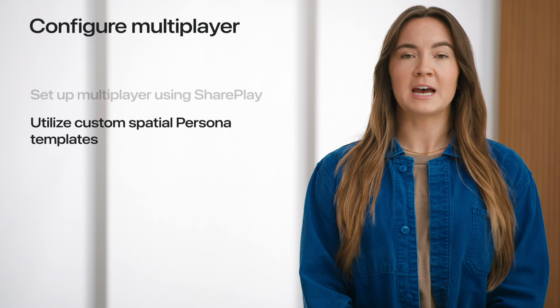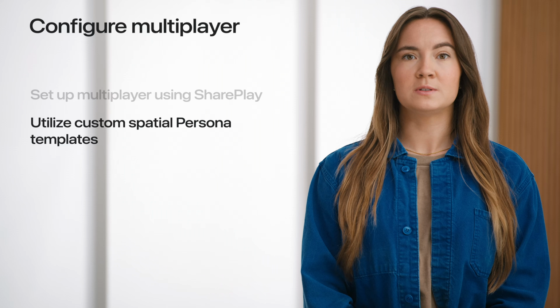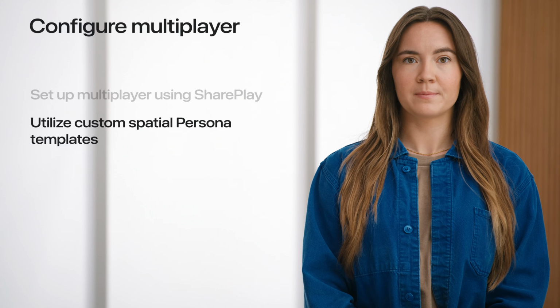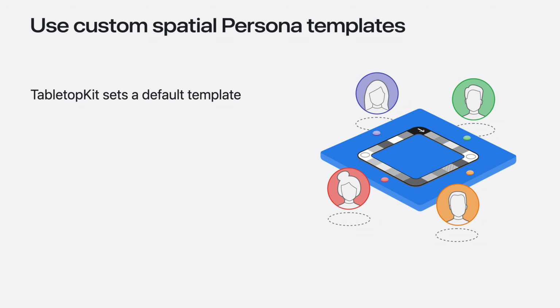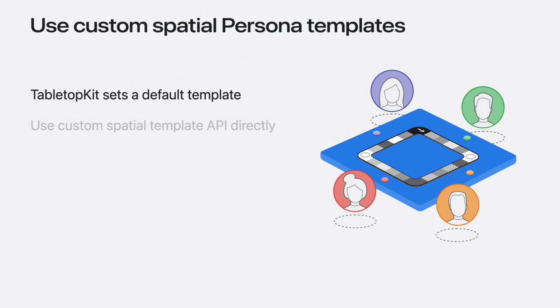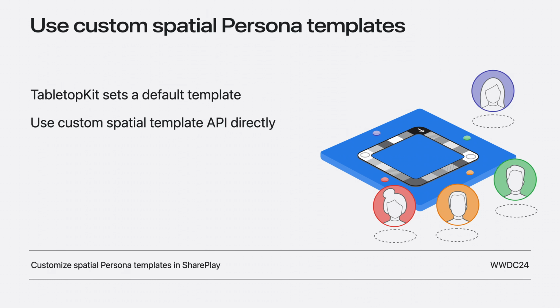If you'd like your game to have a unique spatial layout, you can use the Custom Spatial Persona Template API. By default, TabletopKit uses the seats described during setup to define a default spatial persona template on your group activity session. In the sample game, this means that each persona will be placed next to their seat on the table and rotated to face the center. If you want to have a different spatial setup, you can use the Custom Spatial Template API to set any template you'd like, and it will override the default one set by TabletopKit. Check out the video to learn more.